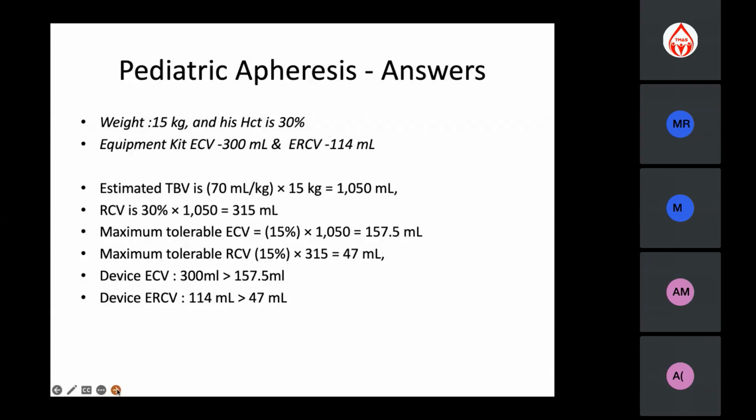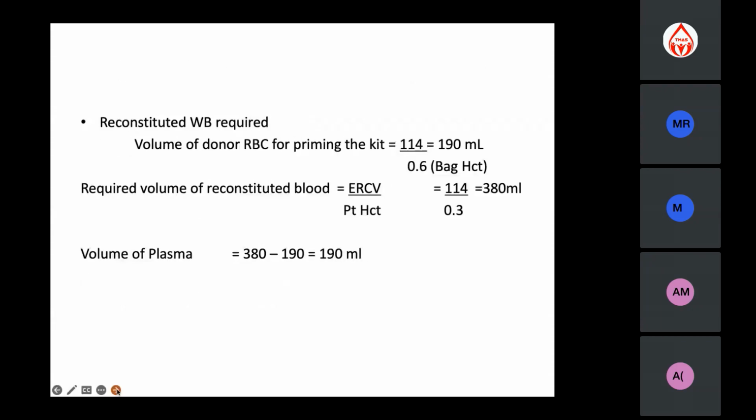Whereas the device has an extracorporeal volume of 300 ml, which is more than the maximum tolerable limit for this child, as well as the device ERCV is 114 ml, which is beyond the tolerable limit for this child. So hence RBC priming is required in this patient. So I will skip that slide.